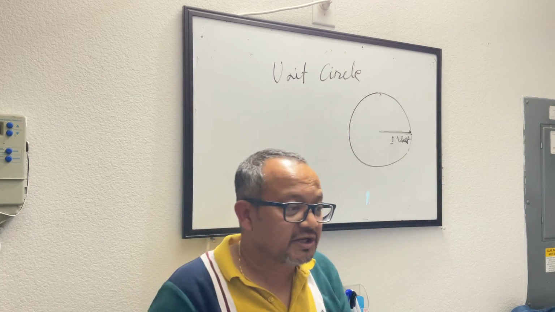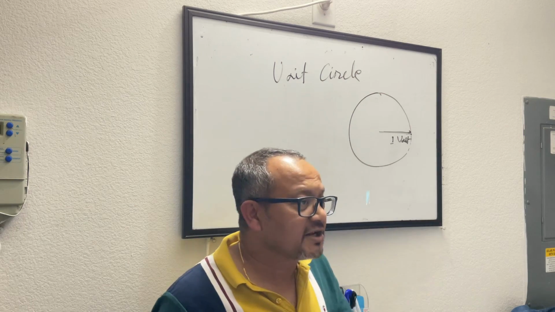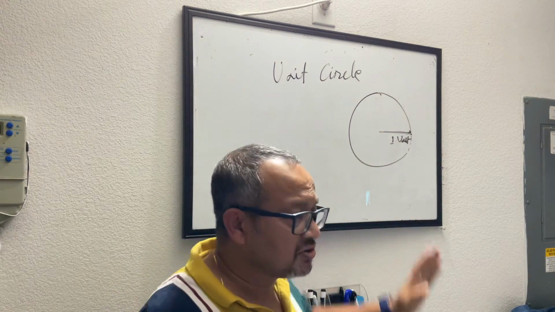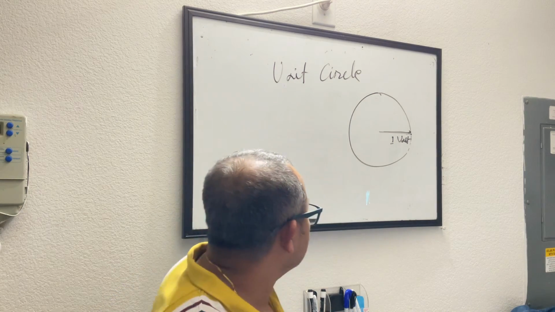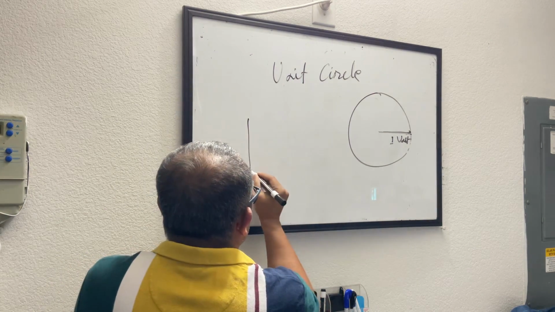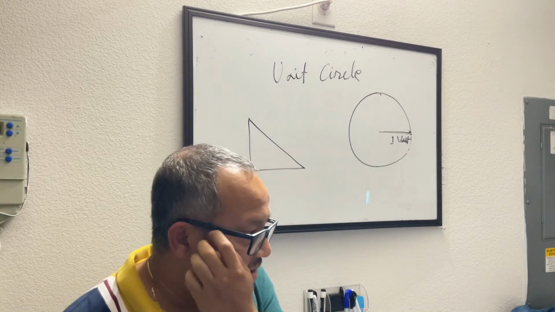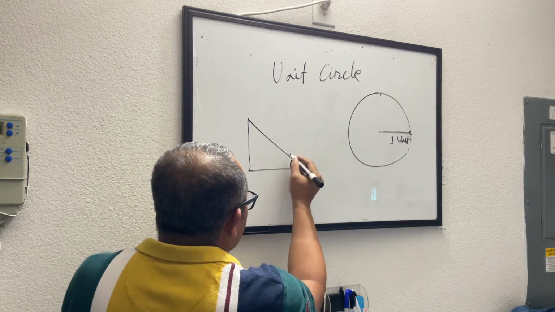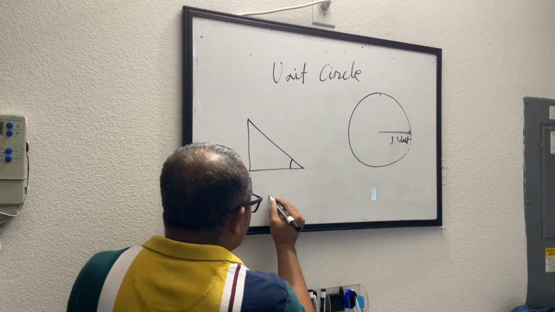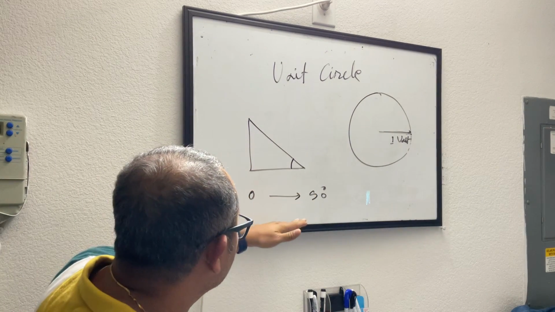Now the question here is, why am I even talking about unit circle? Let me give you guys a little bit of background. If we talk about trigonometric functions, we talk about a right angle triangle and the angle it makes, and we can go from 0 up to 90 degrees only, because we are talking about right angle triangle.